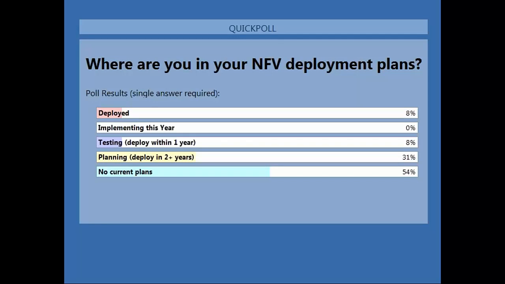Running through this real quick, 8% have some VNF deployed. Nobody said they were implementing this year. 8% are looking at testing deployed within a year, and then a big jump up to 31% in planning, and a whole bunch of people who don't yet have plans. That is not a surprise. So let's talk about that for a minute, and then I'll move on.